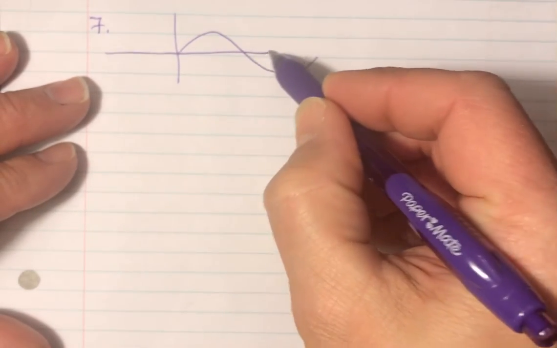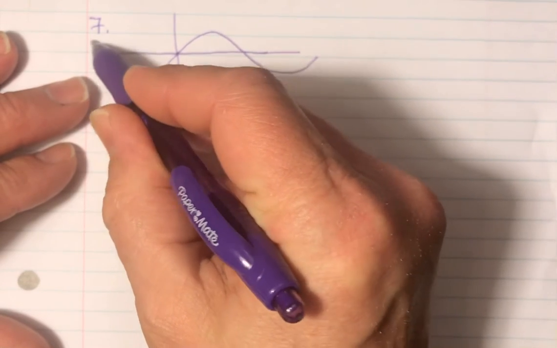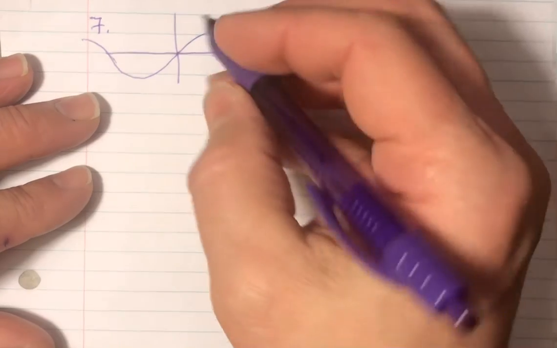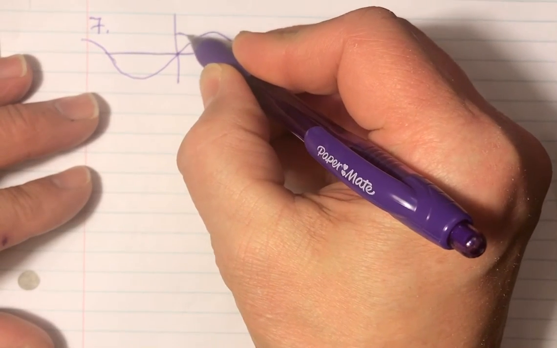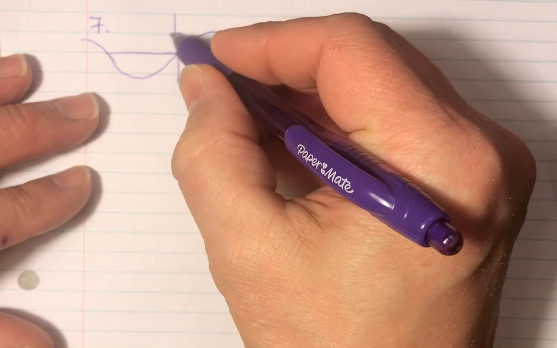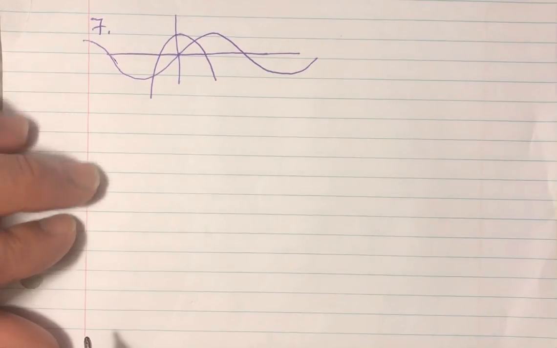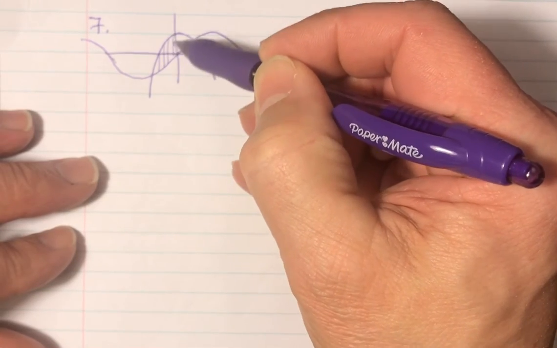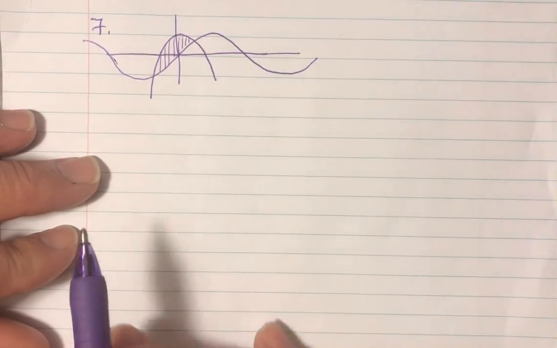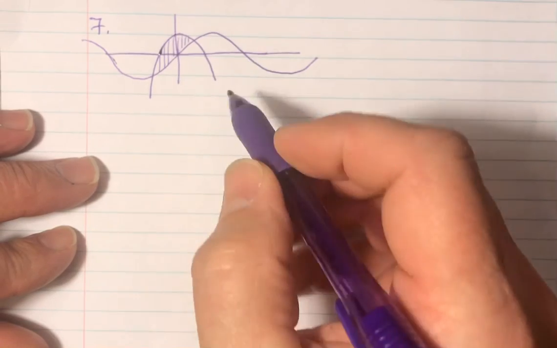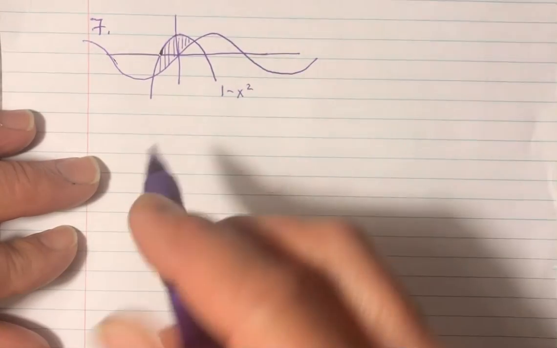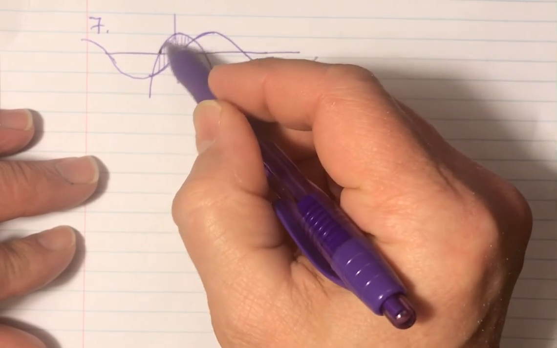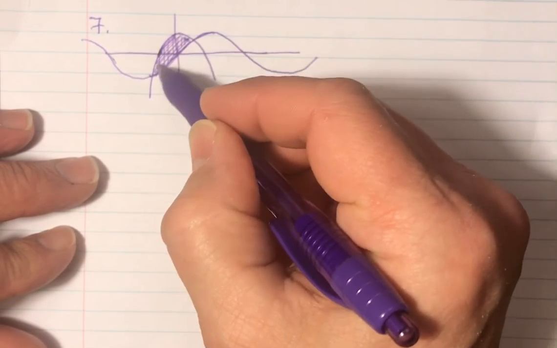Okay, we have a sine wave here, and it looks something like this. And then we have another function, 1 minus x squared. Now 1 minus x squared is going to look something like this. So we're looking for the area between these two curves. We have our upper function, which is 1 minus x squared, then we have our lower function, which is sine of x. We're trying to find the area between those two curves.